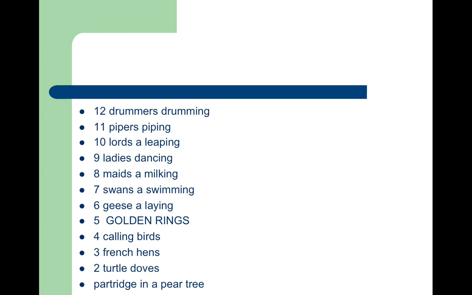Here is the list, by the way. You're going to have an easier time recalling 5 golden rings, 4 calling birds, 3 French hens, 2 turtle doves, and a partridge in a pear tree versus 12 drummers drumming, 11 pipers piping, 10 lords leaping. You get my point.